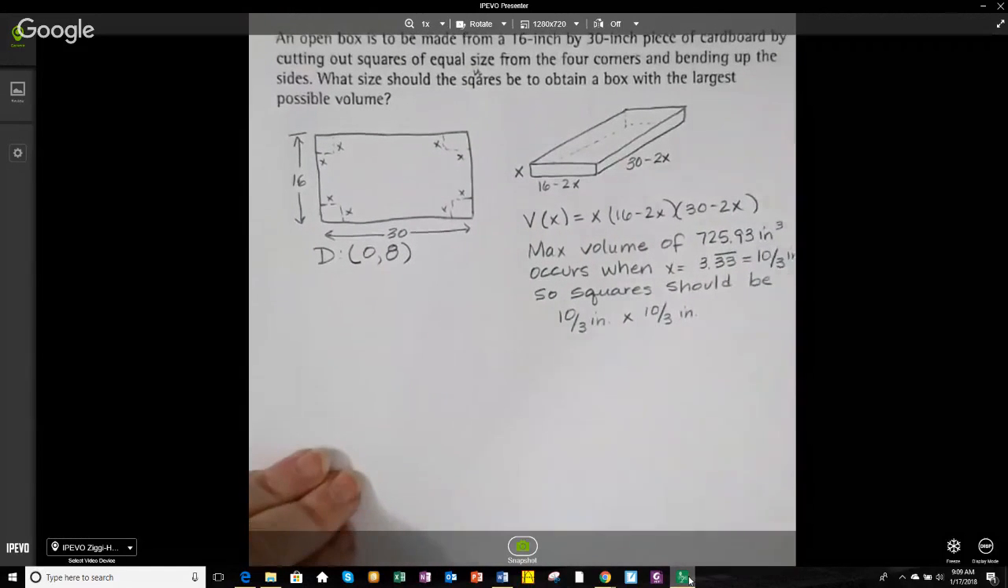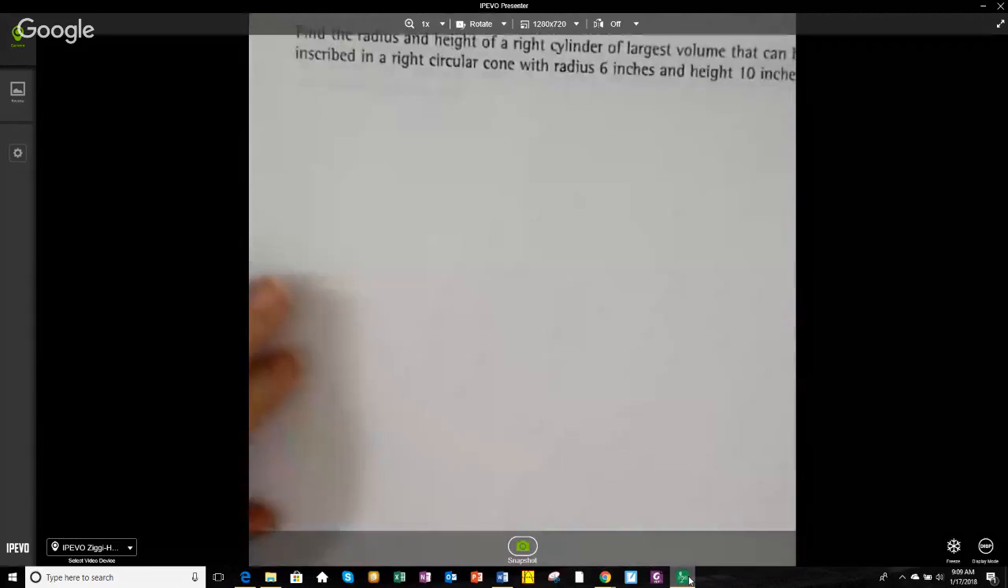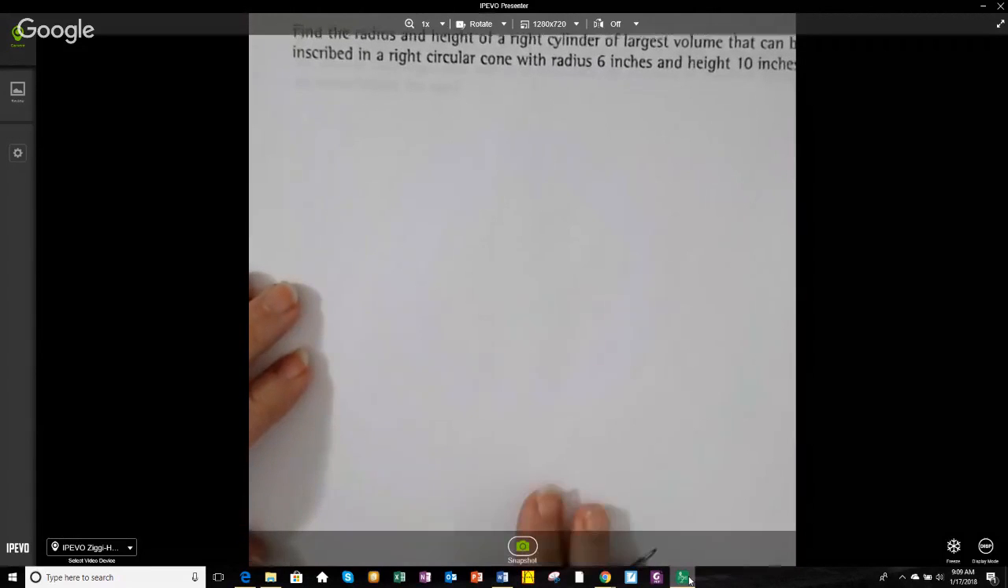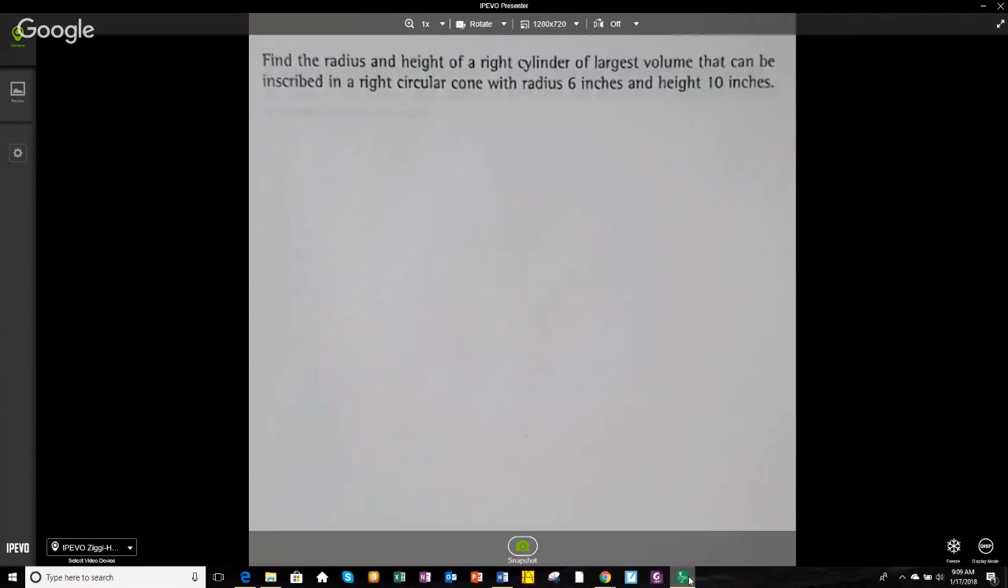So that's maximizing the volume of a box by cutting out squares. All right, the next question I have is, let's find the radius and height of a right circular cylinder of largest volume that can be inscribed. Now, inscribed means inside a right circular cone with a radius of 6 and a height of 10 inches.